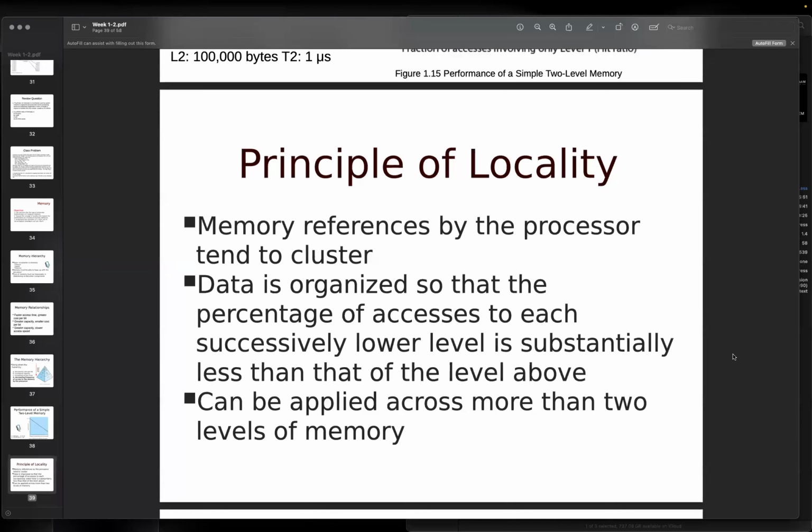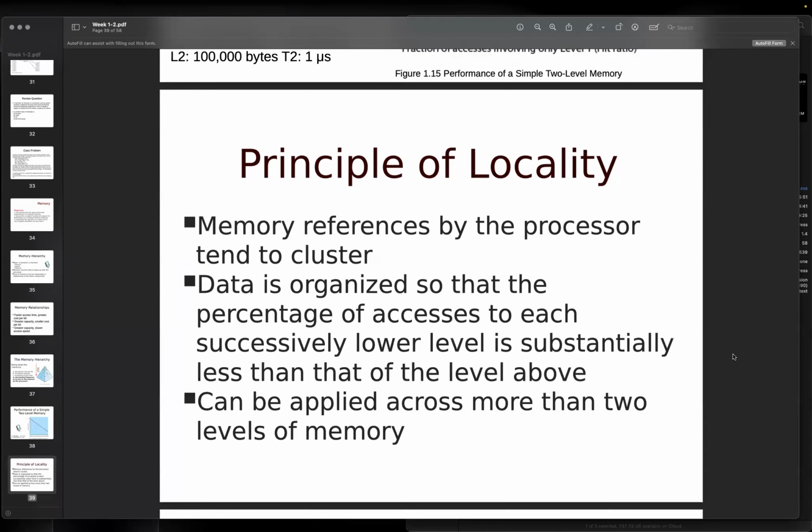And then in the introduction we talked about one principle, which is locality. The memory references by the processor tend to cluster. So the data is organized so that the percentage of accesses to each successively lower level is substantially less than the level above. That is the purpose of organizing it this way, and it can also be applied across more than two levels of memory.